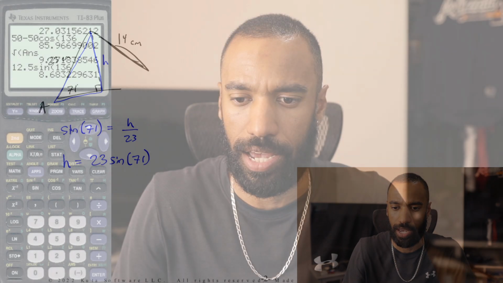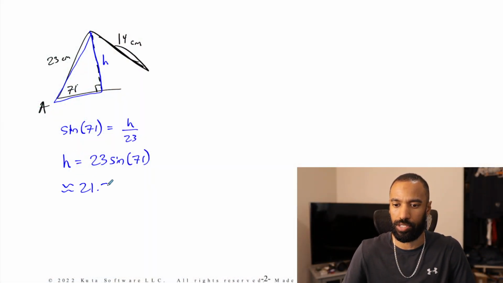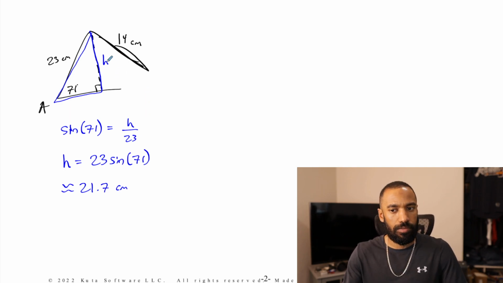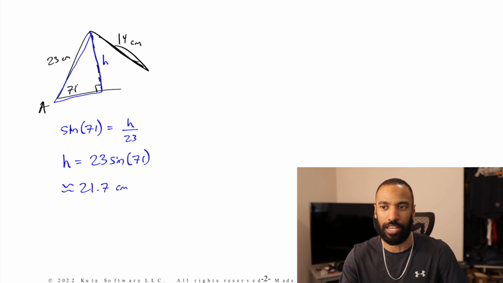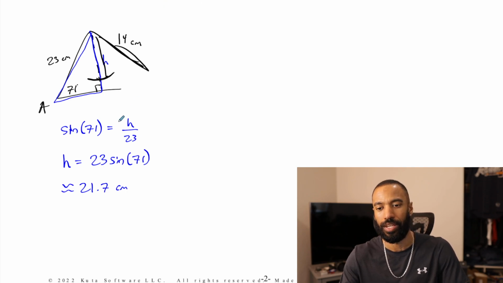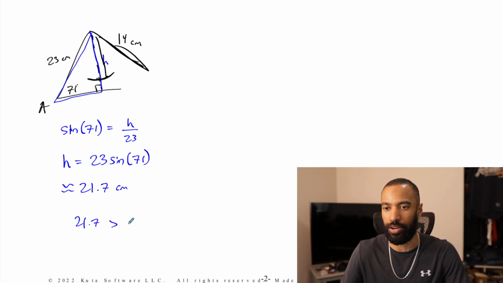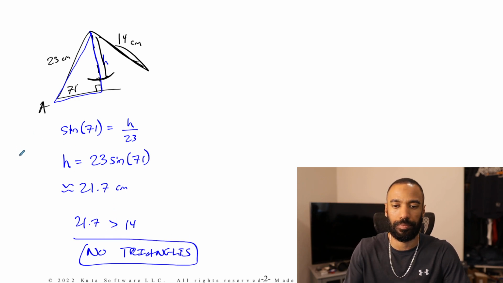Let's do 23 times sine of 71. And it's 21.7. Okay, that's much bigger. So around 21.7 centimeters. That's bigger than 14. 14's not long enough to reach that side. It would be swinging right here and trying to reach it. Can't reach it. So 21.7 being greater than that 14 means no triangles are possible. No triangles.